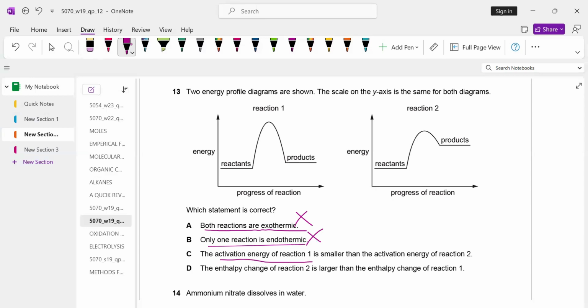The activation energy in reaction 1 is smaller than the activation energy of reaction 2. Now you can see that the activation energy in this reaction is greater as compared to reaction 2. This is the activation energy. Then the enthalpy change in reaction 2 is larger. Yes, from reactant to product, the enthalpy change is larger as compared to reaction 1. So option D is correct for question number 13.